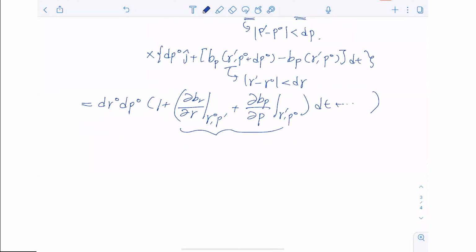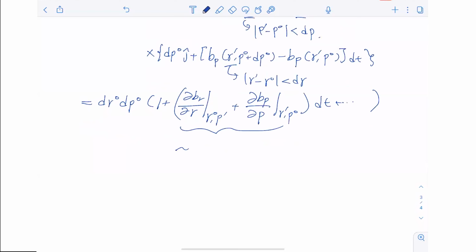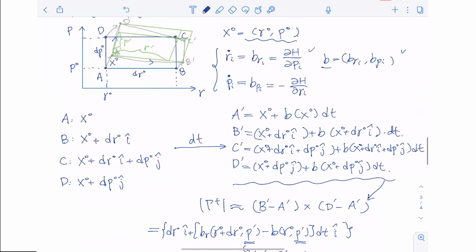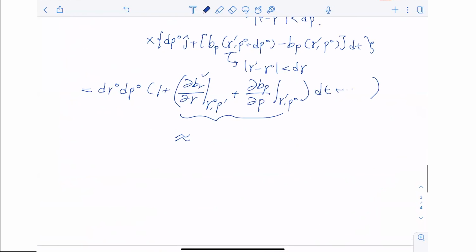And of course, you will be evaluated at different points, but as the elements of this area are quite small, you can think of it as almost approximately evaluated at the same point. And remember, this BR can be defined by the partial derivative of your Hamiltonian with respect to momentum. So what you got is something like this. And basically, this thing is equal to 0.